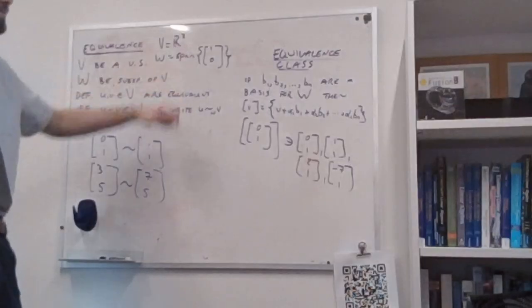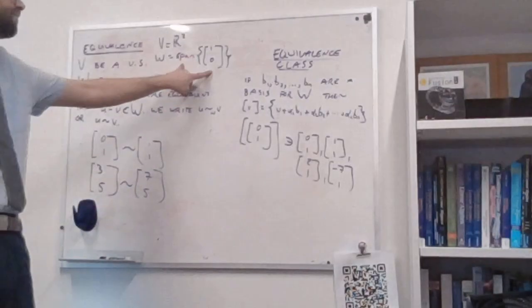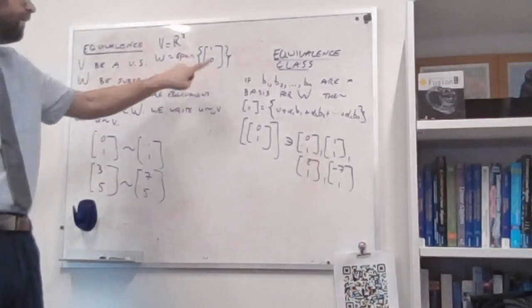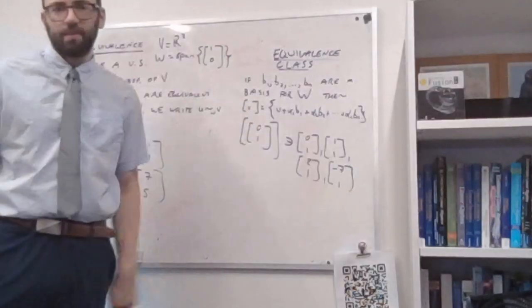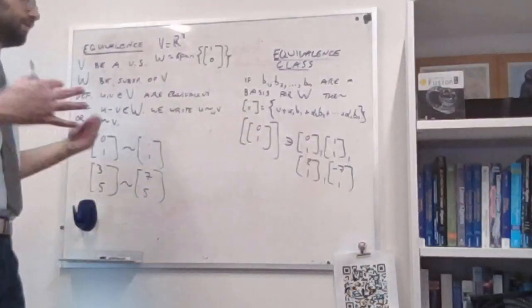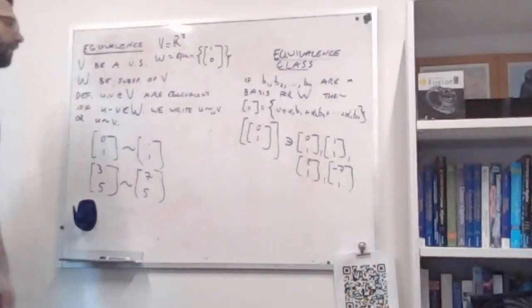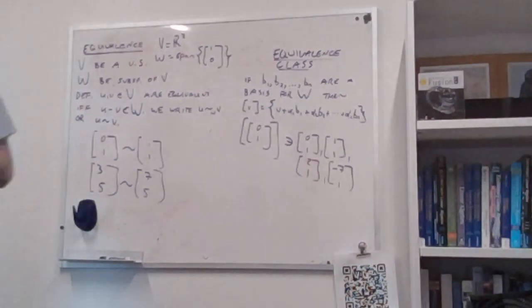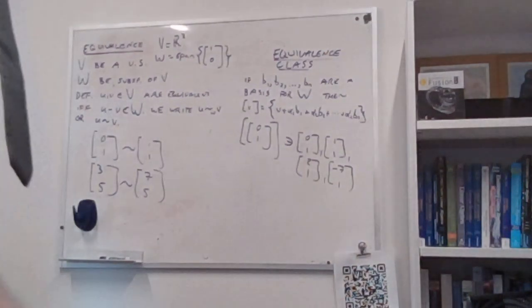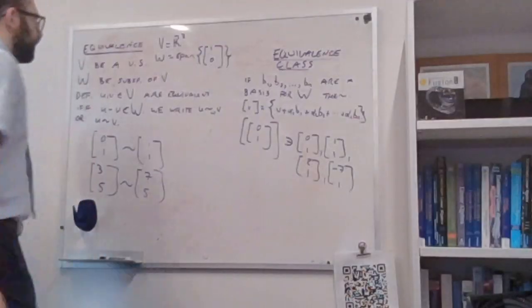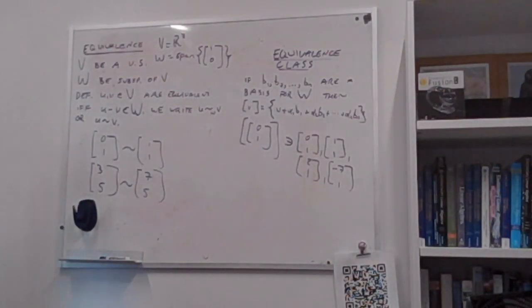You could choose different subspaces. This subspace only has a basis or dimension of 1. You could have subspaces that have multiple dimensions, so it could get more complicated, but this is just our toy example. I'm going to erase this, and we'll go on from there.